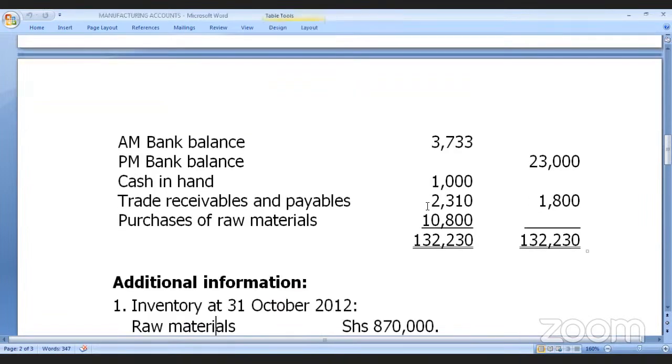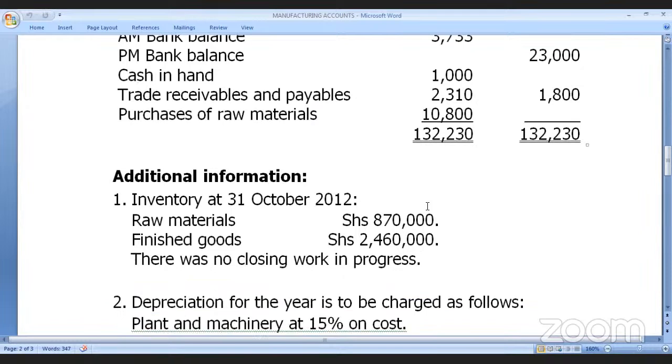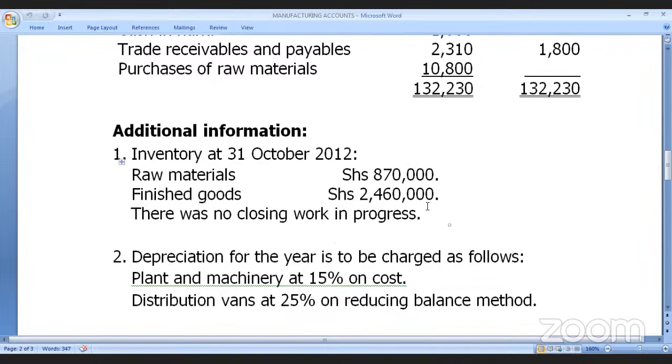Then you also have some additional information given: inventory at 31st October 2012. You have the inventory of the raw materials, which is 870,000. Inventory of finished goods. Then there was no closing work in progress. Then depreciation for the year is to be charged as follows: plant and machinery, 15% on cost. Then you have distribution funds at 25% on the reducing balance method.